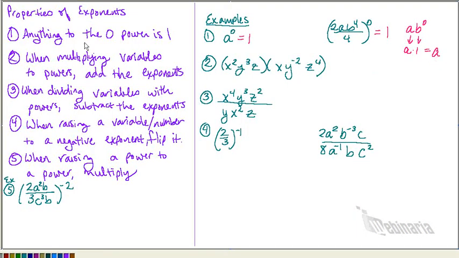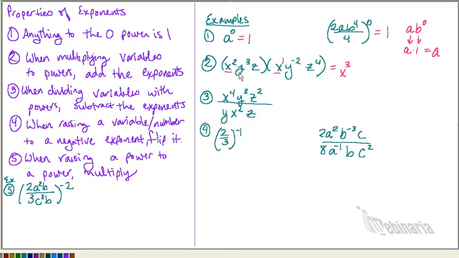The second property says when multiplying variables to powers, add the exponents. Here's an example. I have x squared y cubed z times x, y to the negative 2, z to the 4th. I'm multiplying these variables together, so I'm going to add the exponents. Let's look at the x's. We have x to the 2nd power times x to the 1st power. Add the exponents and we get x to the 3rd power.